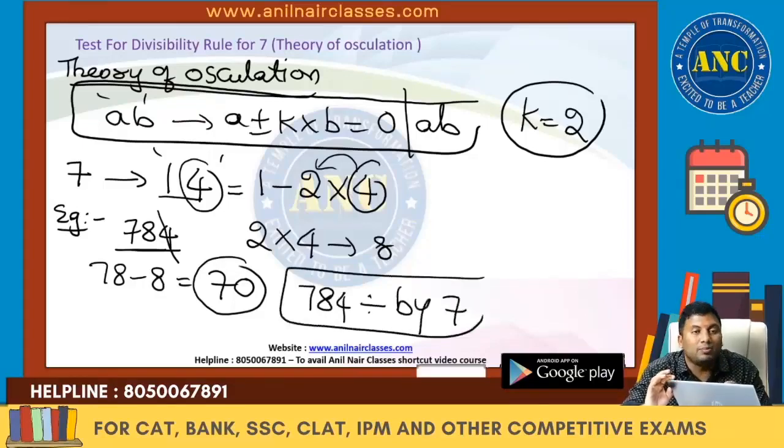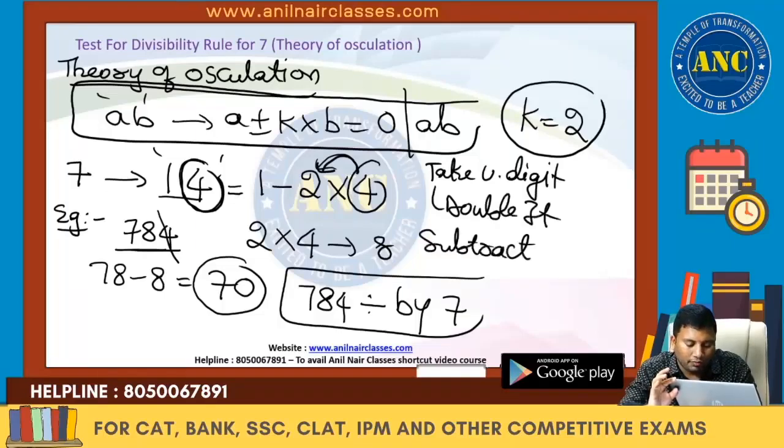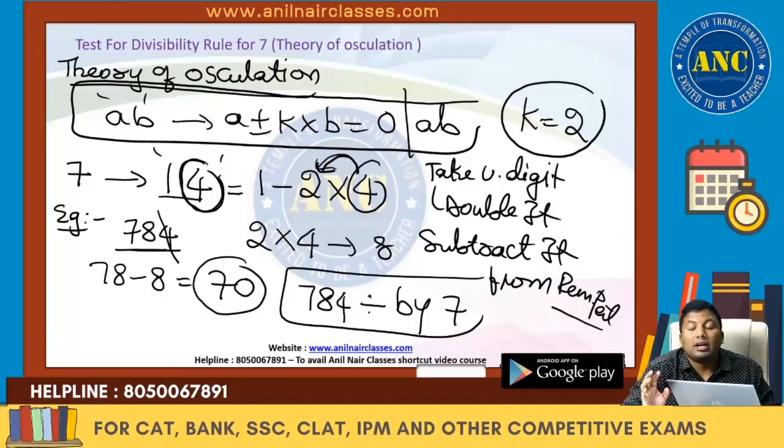So what is the divisibility rule for 7? Take the unit digit, double it, and subtract it from the remaining part. You don't need to write it like this. Understand the value of k, everything else will follow. The remaining part will be there. I will take a few more examples so that it will be clear. Are you all with me?